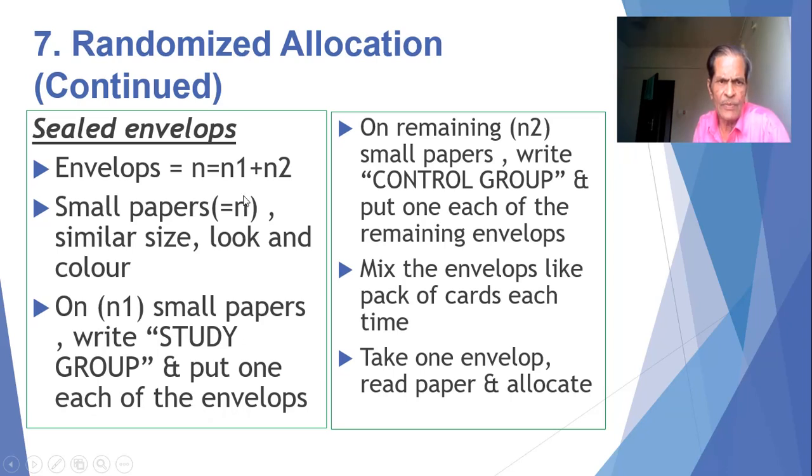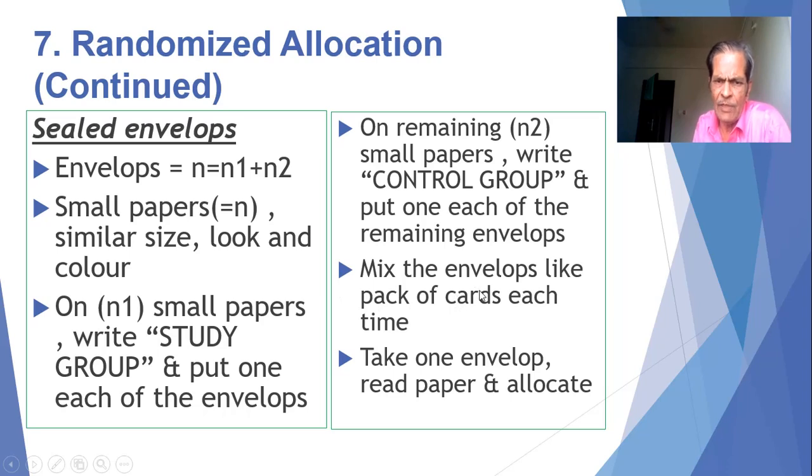So we have envelopes, the number of which is equal to n1, in which we have put a small paper on which we have written study group or the experimental group. On the remaining n2 number of small papers, we write control group and put one each in the remaining envelopes. So the number of envelopes and small papers is equal to the total number: n1 with study group, and n2 with the control group.